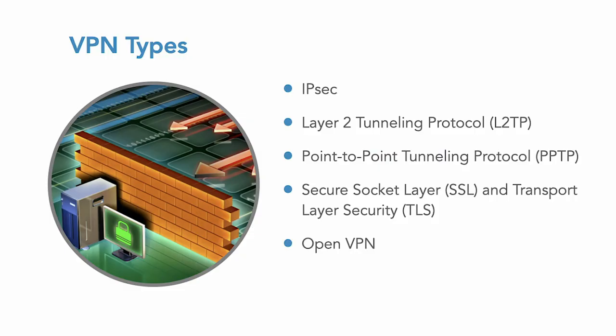OpenVPN is an open source VPN, and it's very good for creating point-to-point as well as site-to-site connections. It uses custom security protocols based on SSL and TLS. However, it is open source, and not all firewall VPNs will support OpenVPN.